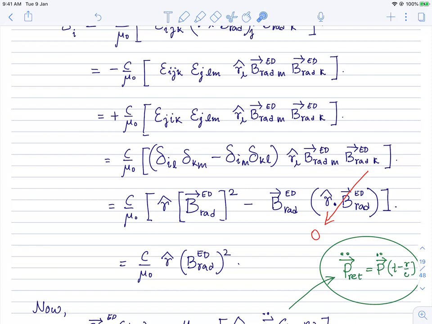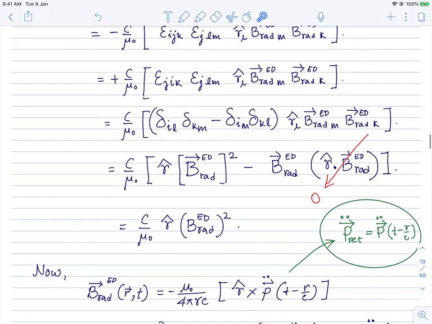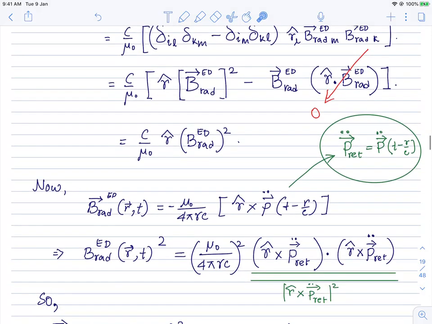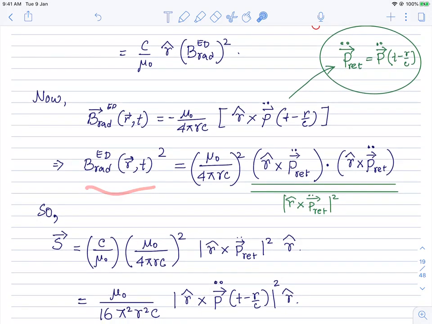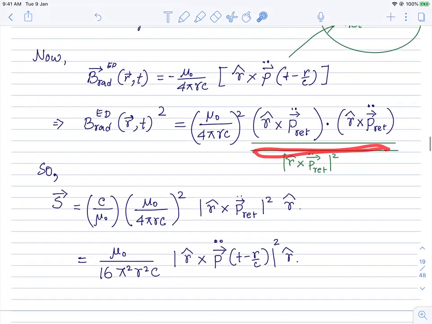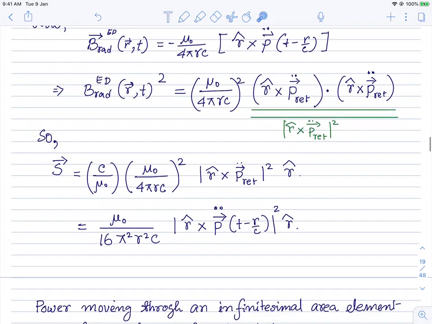The dimension will adjust itself. So I think the C will come in the denominator, and we can write this also as r hat times the modulus of the electric field square. Now if we have this, and we know that the magnetic field behaves in this way, we can try to take the square of the magnetic field. Then this is basically dotting these two vectors. If we dot these two vectors, we have to find the mod of this vector p double dot square.